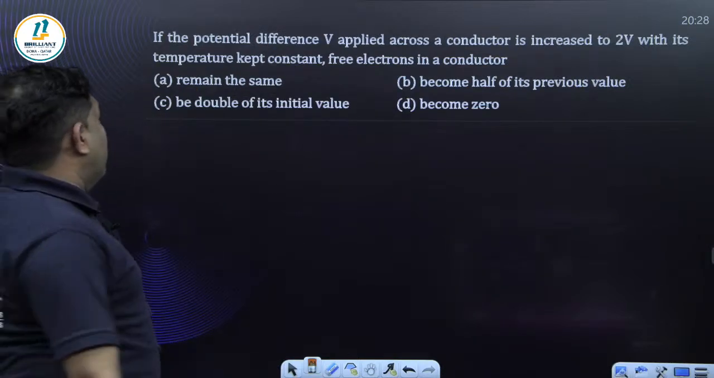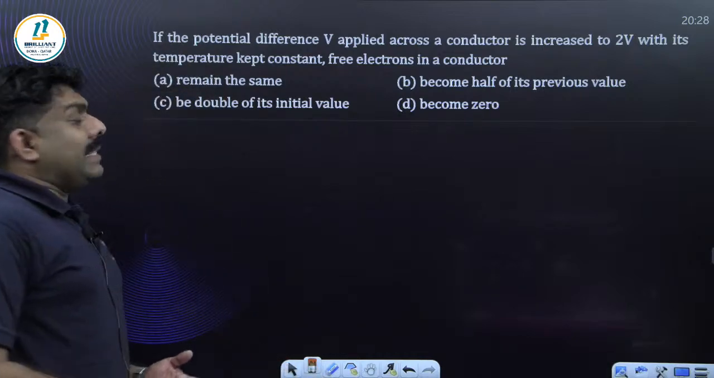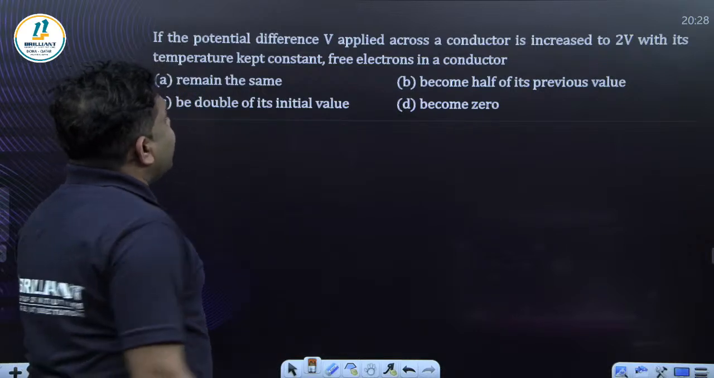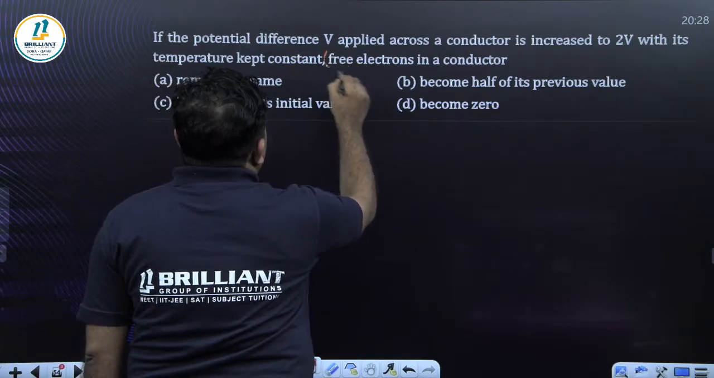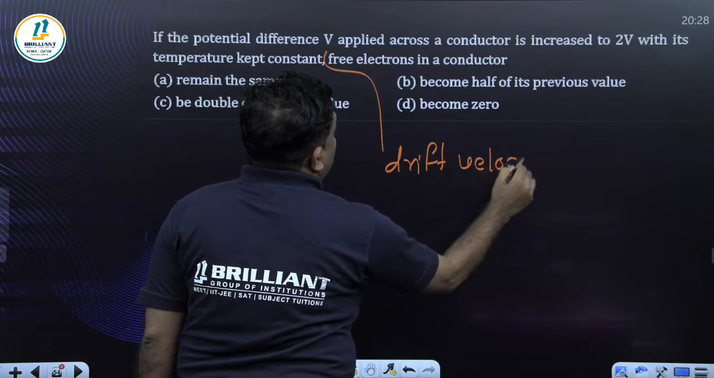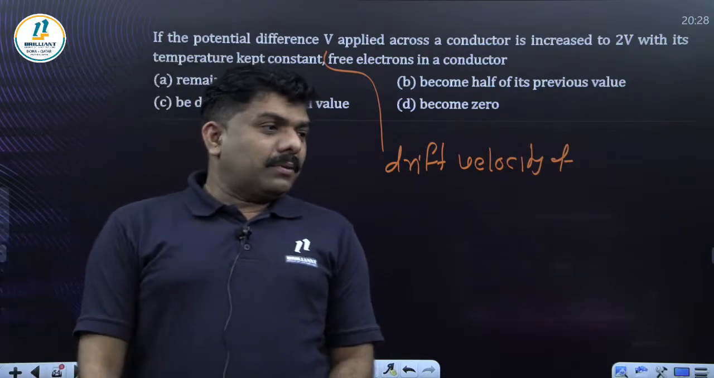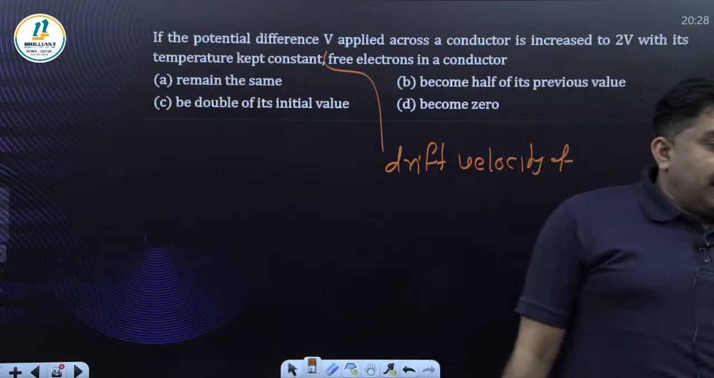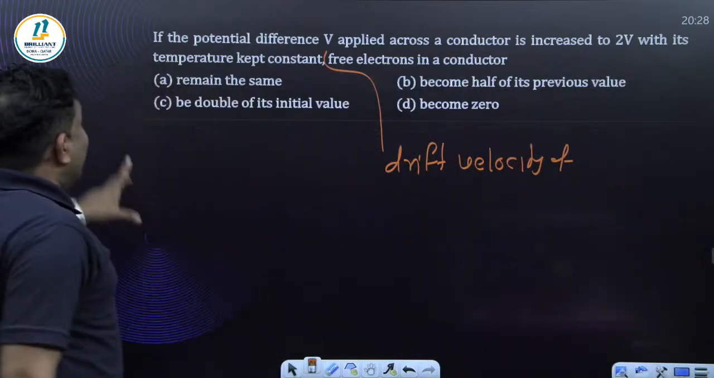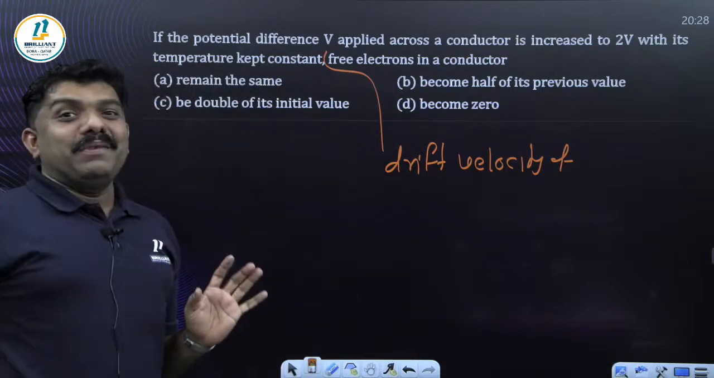Now the next question, please look. If the potential difference applied across a conductor is increased to 2V with its temperature kept constant, then, there is a correction in the question, the drift velocity of free electron in a conductor. That is what we want to calculate.